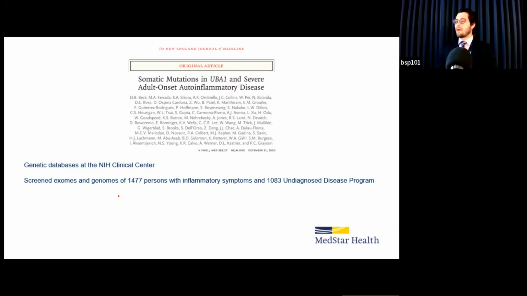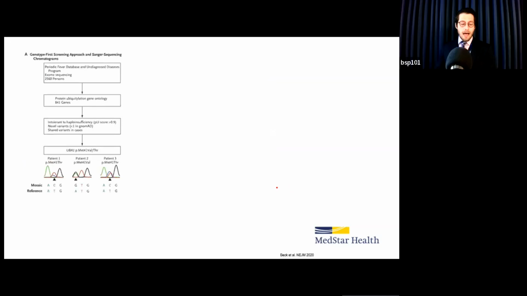There's also an undiagnosed disease program that is run by the NIH. So part of the patients came from there, and then patients from other cohorts. They screened exomes and genomes in 1,400 persons with non-specific inflammatory symptoms, and about 1,000 patients from this undiagnosed disease program. So this was a total of 2,500 persons. Some of the things that they started noticing were changes or mutations in genes that are associated with protein ubiquitination.